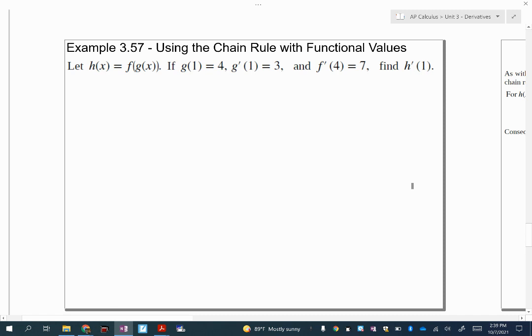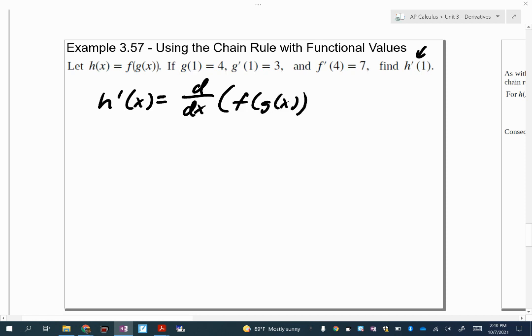We just have the inputs and the outputs. So we have h of x equals f of g of x. So we're trying to find h prime of 1. Well, let's first find h prime of x. That's going to be equal to the derivative of f of g of x. Okay? So that means we're going to have the derivative of f of x, which is f prime evaluated at g of x, times the derivative of that g of x, which is g prime of x.